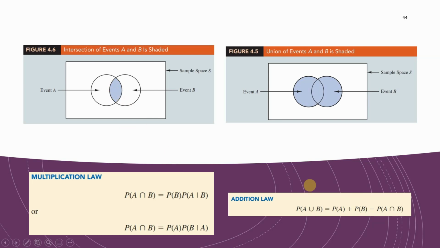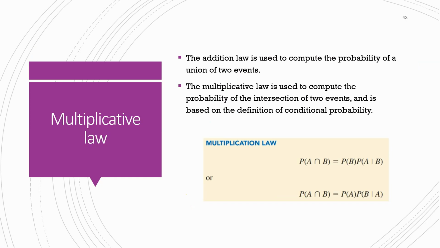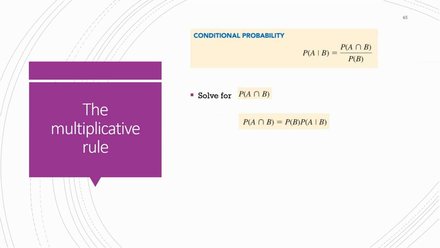So we already learned about the addition law, and we're learning now about the multiplication law. It's about the intersection. What is the probability of A and B happening? Well, here's the equation for it. It's the probability of B multiplied by the probability of A given B. Where does this come from? If we go back to the last slide, the last thing I wrote is that the multiplication law is based on the definition of conditional probability. So, what is the conditional probability?